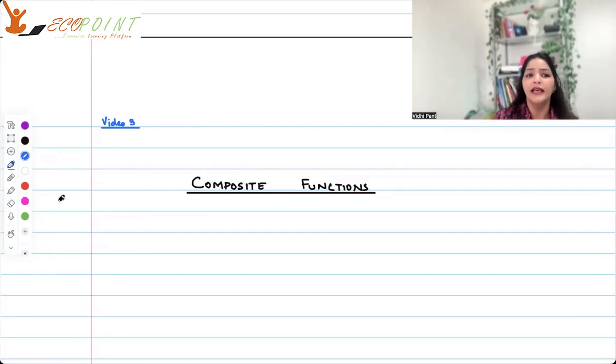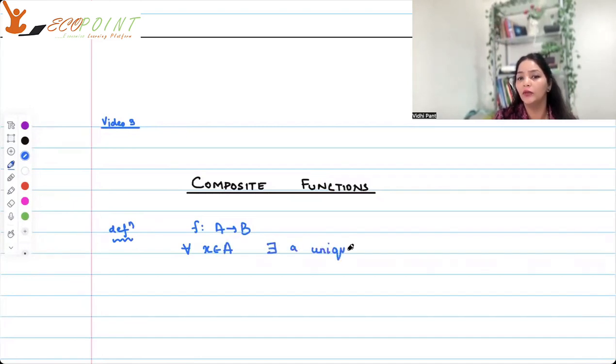So let's get started. The first thing that I would like to do here is to quickly recap the definition of a function. So when we say f is a function from A to B, what do we mean? We mean that for every x belonging to A, there exists a unique, one and only one, y belonging to B such that f(x) will be equal to y. Right? So for every x, we have a unique y.